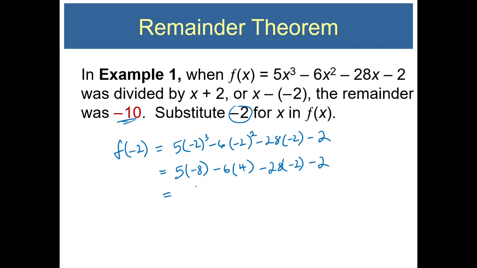So now let's do the products. 5 times negative 8 is negative 40. Negative 6 times 4 is negative 24. Negative 28 times negative 2 is positive 56 minus 2. We can simplify this with a calculator and we get negative 10. So the remainder theorem implies that f of negative 2 is equal to negative 10.